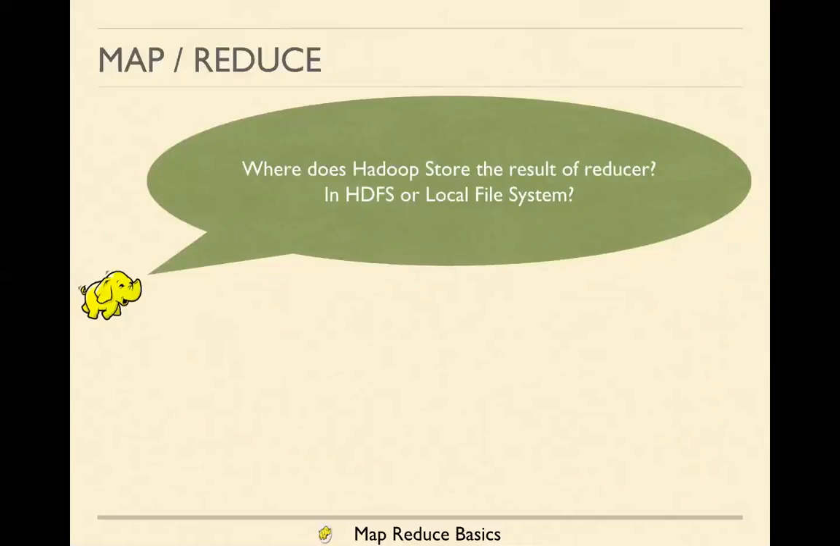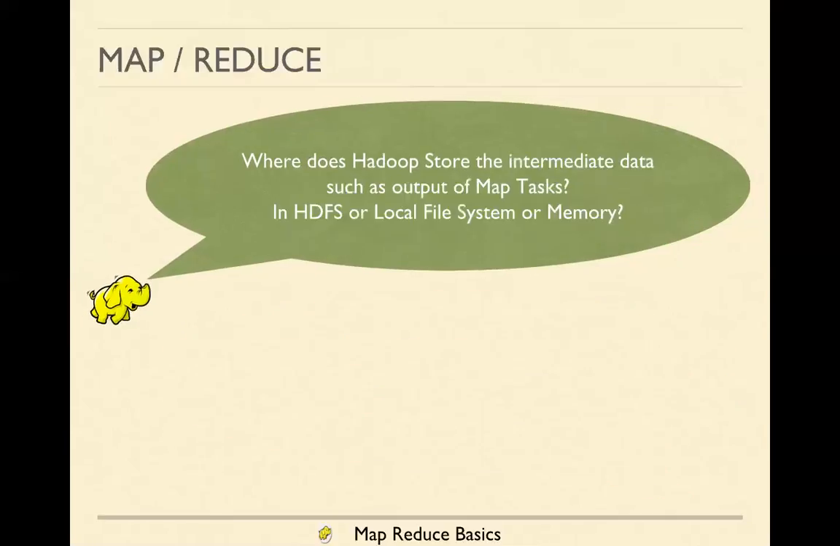Where does Hadoop store the result of the reducer? HDFS or local file system? Yes, it is stored on HDFS. Wonderful. The next question to all of you is, where does Hadoop store the intermediate data? If we have mappers and reducers both, then where does the temporary data of map tasks go? In HDFS, local file, or in memory?